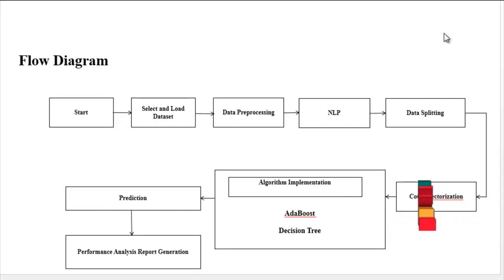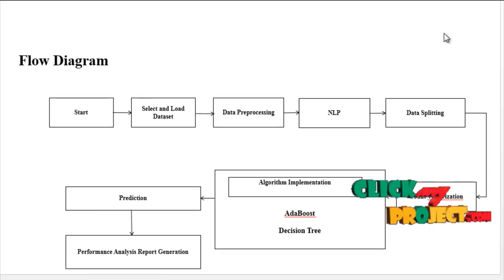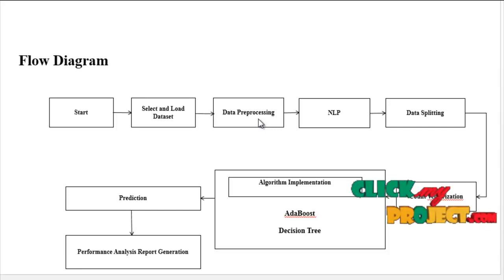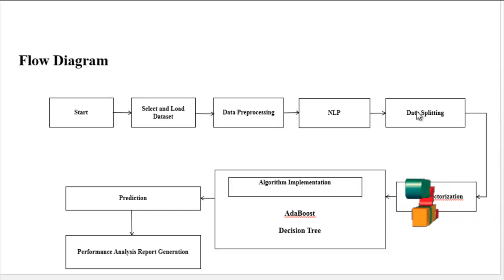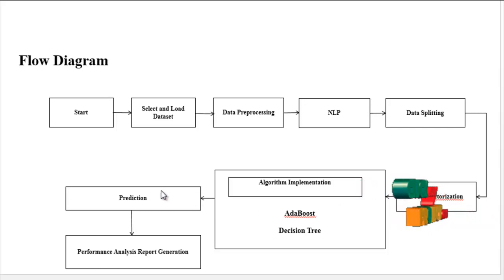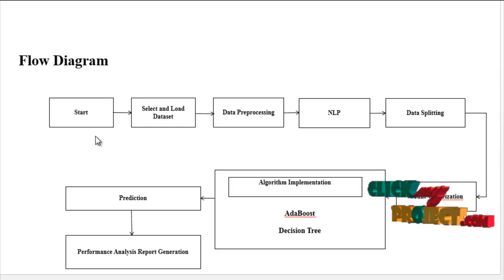Next, discuss the project flow diagram. Start, select and load dataset, data pre-processing, natural language processing, data splitting, count vectorization, algorithm implementation, prediction and result generation. Start the program. Next, select and load the Twitter dataset. Data pre-processing is to remove unwanted data from the dataset. Clean the dataset, check null values and replace with 0.